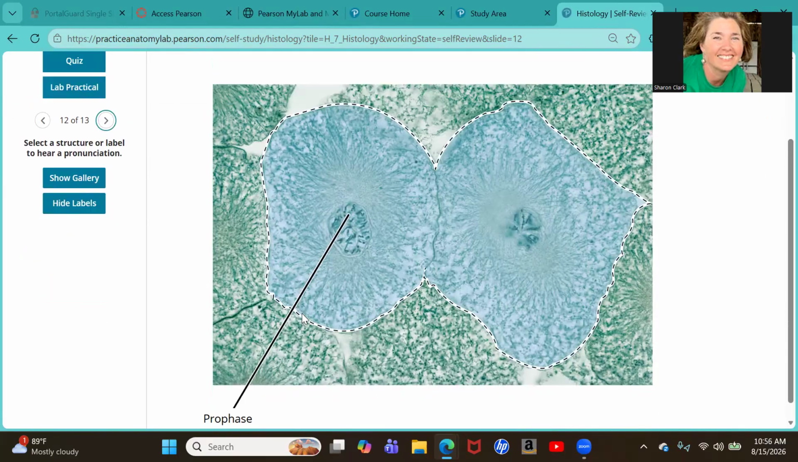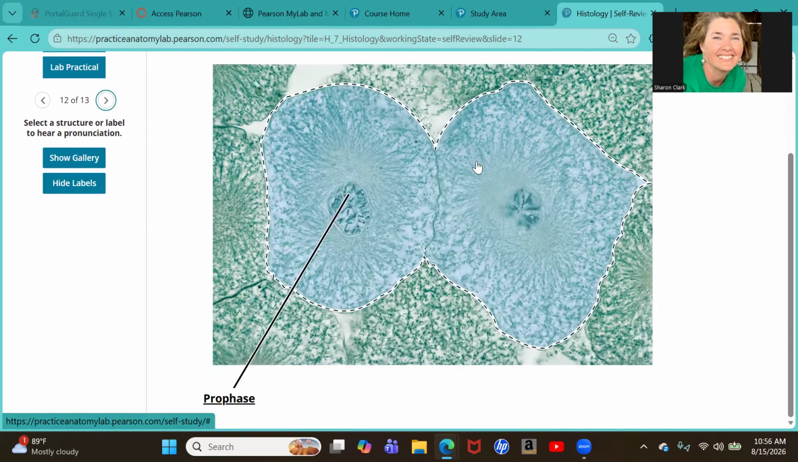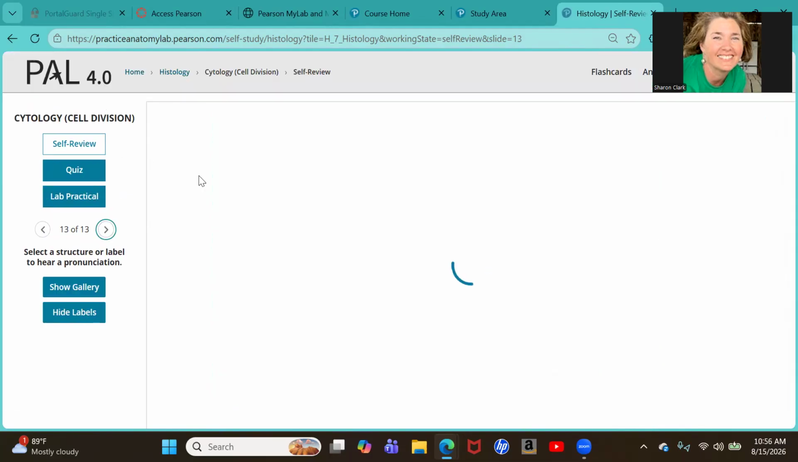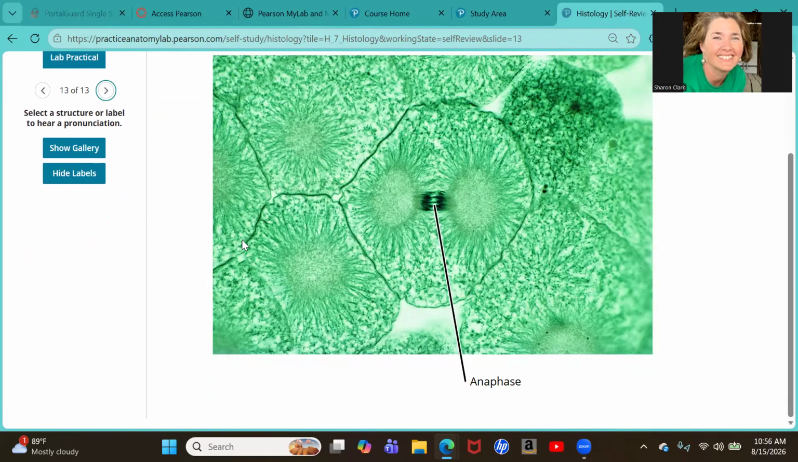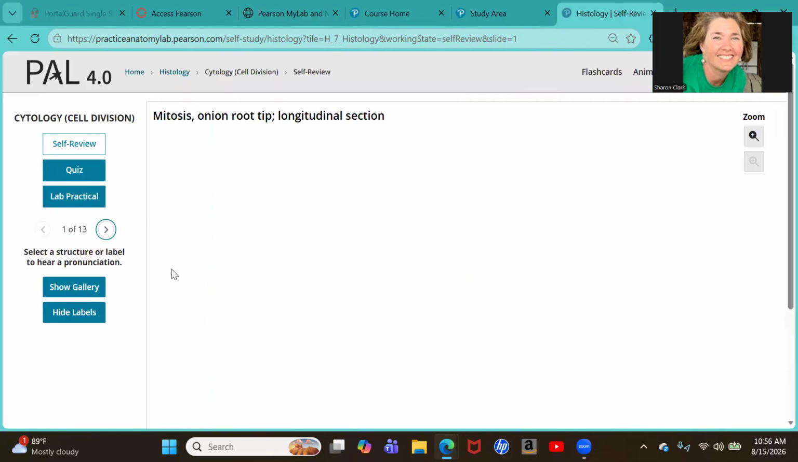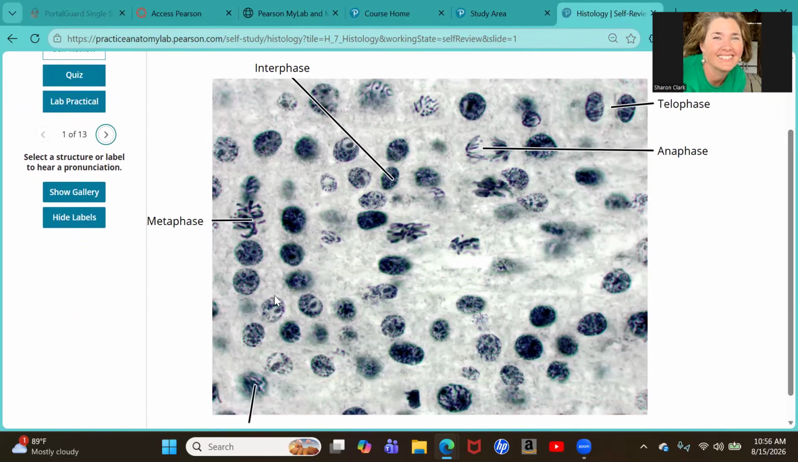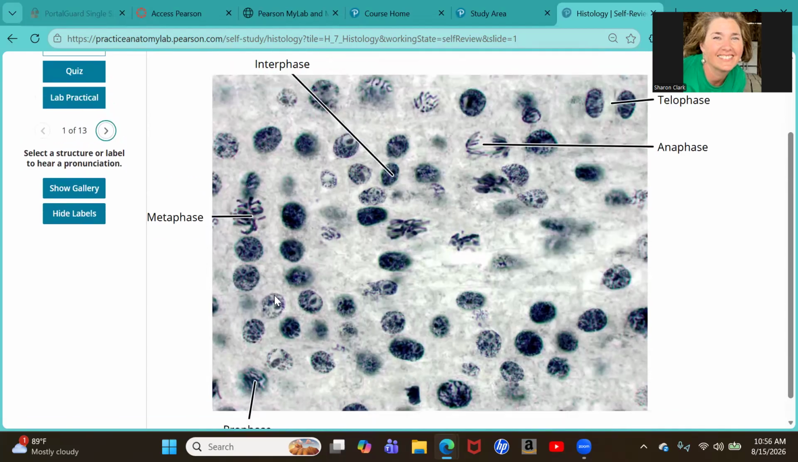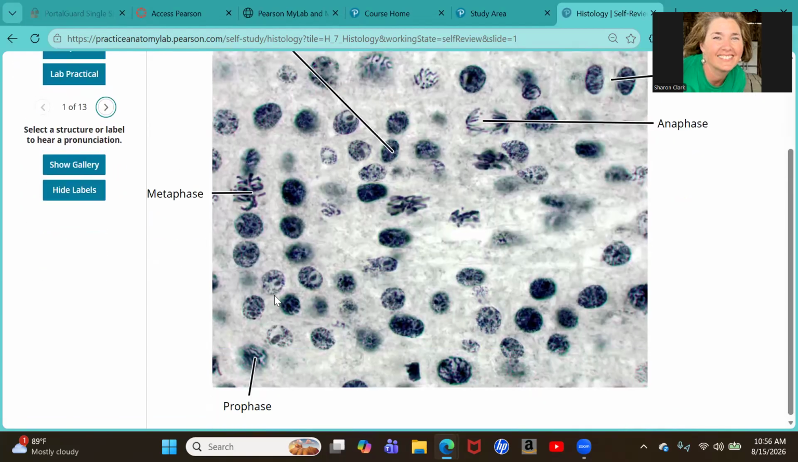There you go. You see some cells dividing here. Here we're in prophase, anaphase, and this is our first one. Let's take a look at this one. This is our first one we started with.